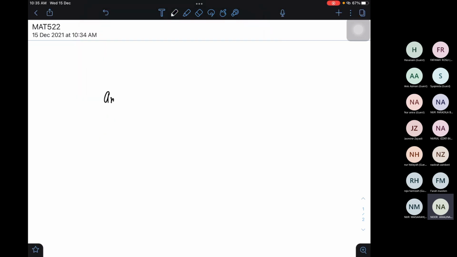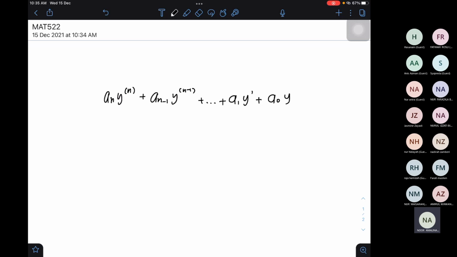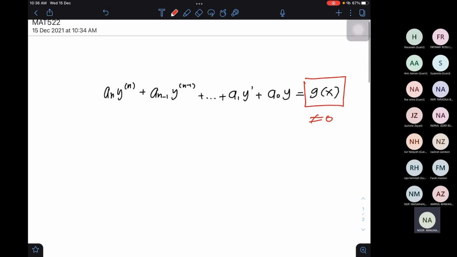Okay, kita ada a_n y^(n) plus a_(n-1) y^(n-1) plus dot dot dot until we have a_1 y' plus a_0 y equal to g(x). Okay, so when we are talking about non-homogeneous differential equation means that the function of g(x) on the right side is not equal to 0. So bila dia not equal to 0 means kita punya differential equation is non-homogeneous differential equation.